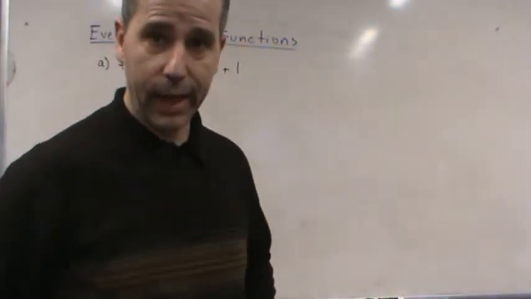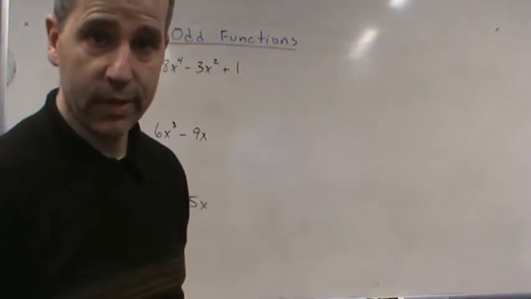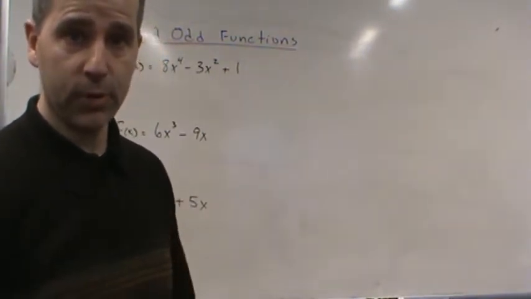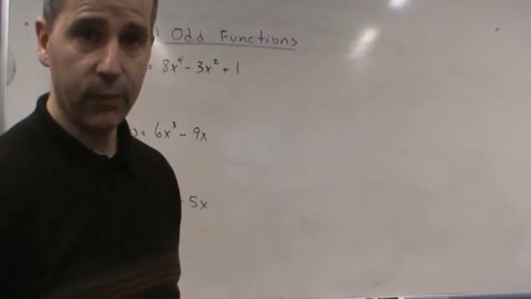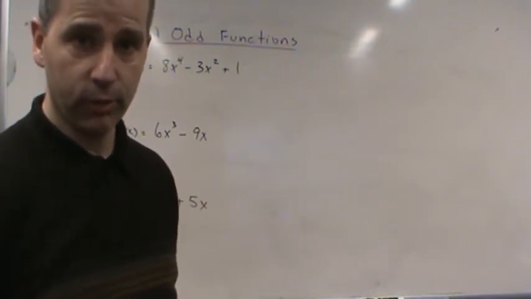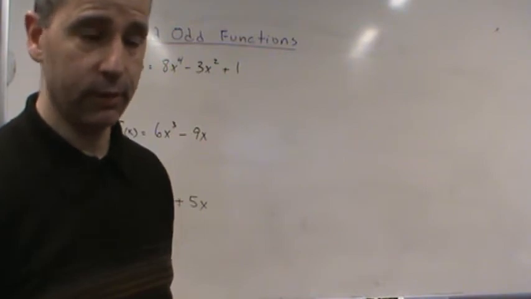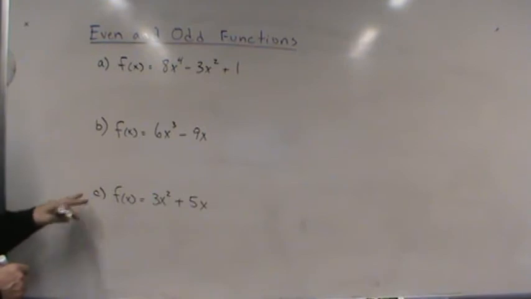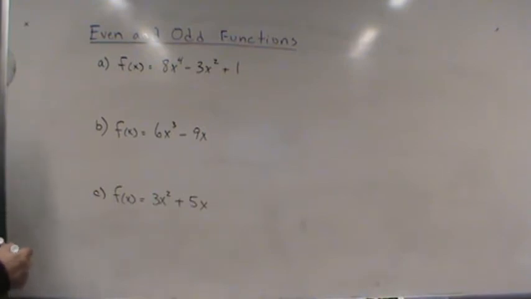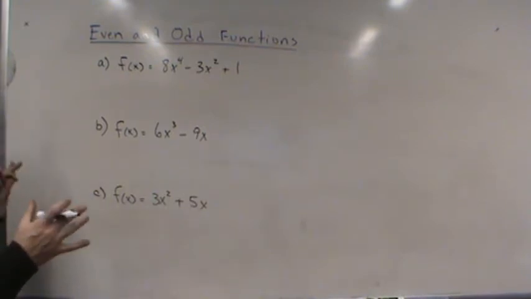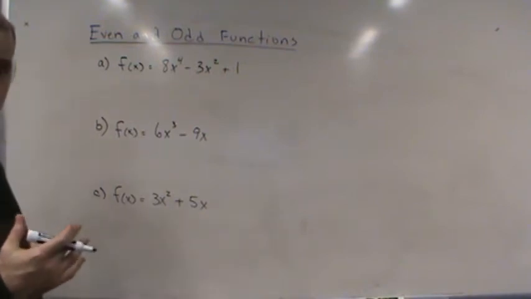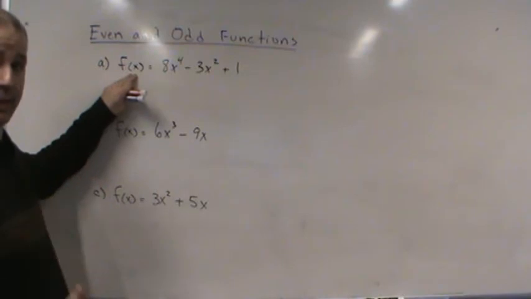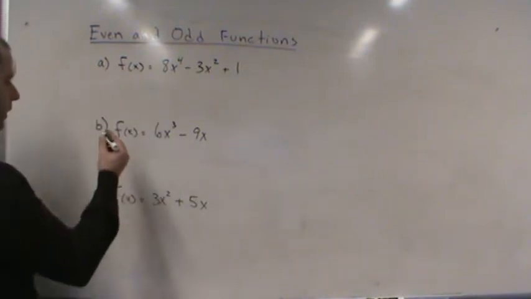Okay, so welcome back. Today we're going to do some examples of how we determine whether an equation has a graph that is an even or odd equation, or an odd function versus an even function. In this example, I have three that we're going to work through. How do I determine whether this is even or odd? Well, we're going to replace f of x with f of negative x and see what we get. Okay? So let's do that here.